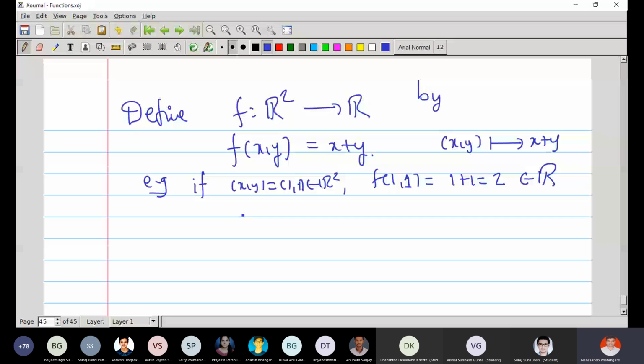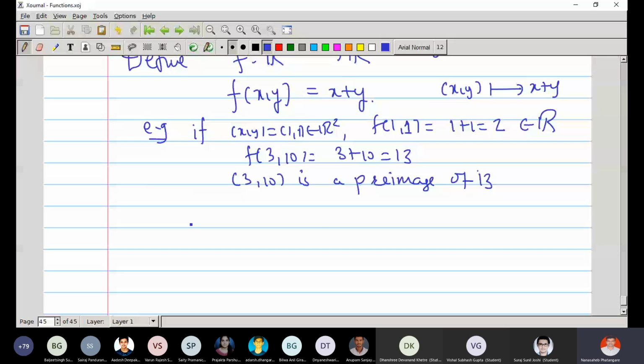And what is f of 3 comma 10? 3 plus 10, it is 13. So therefore, 3 comma 10 is a pre-image of 13, or 13 is the image of 3 comma 10. You can apply this function to any element in R2, and it immediately gives us a real number. So this is a function from R2 to R.